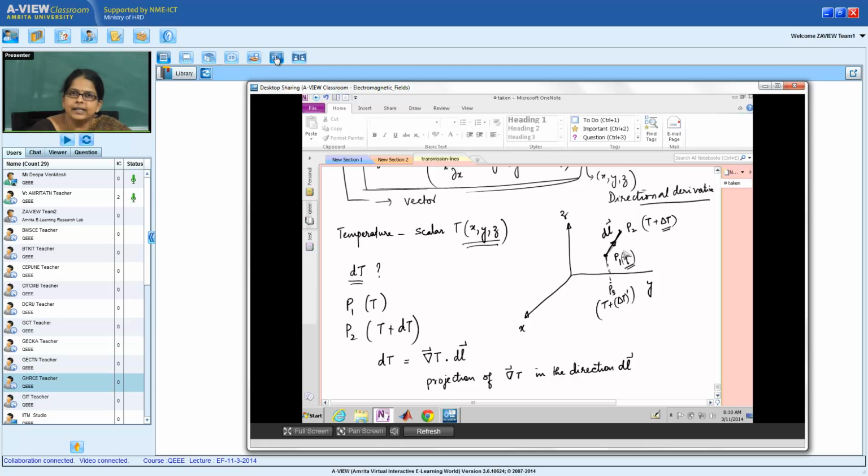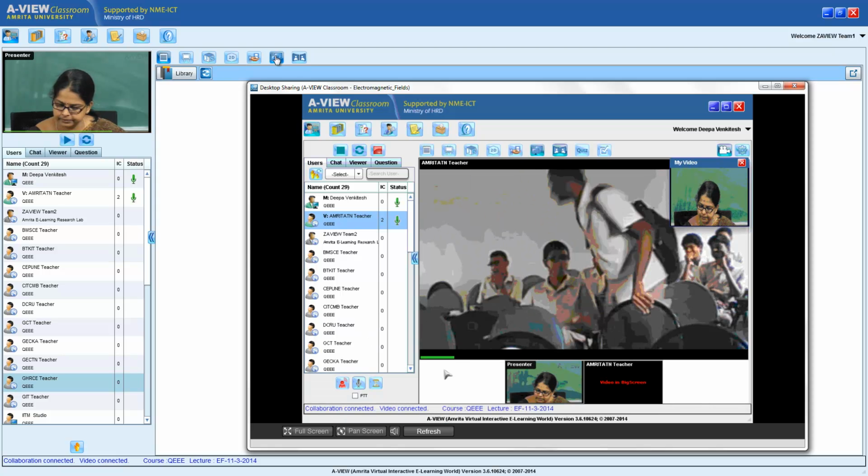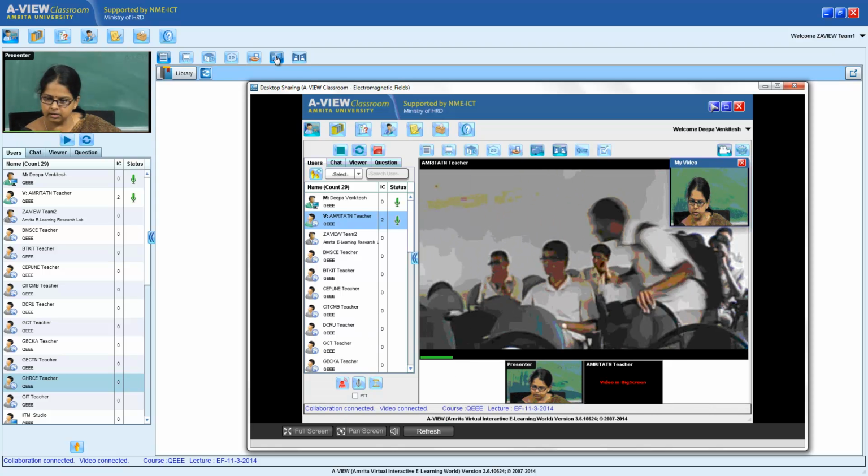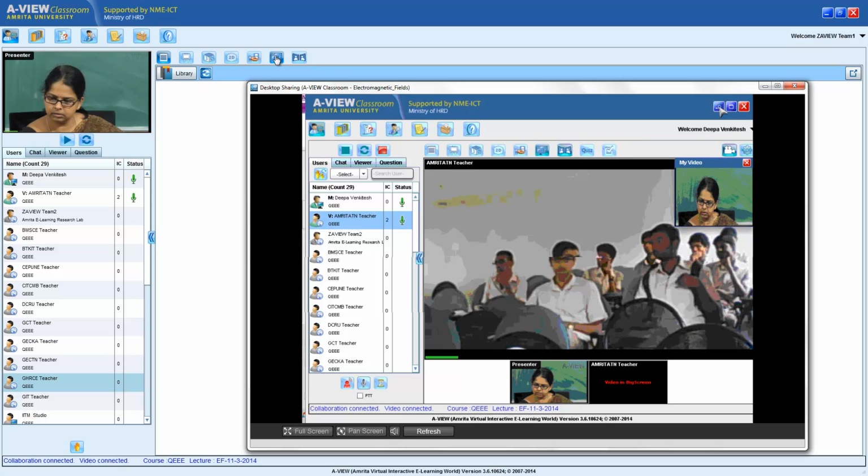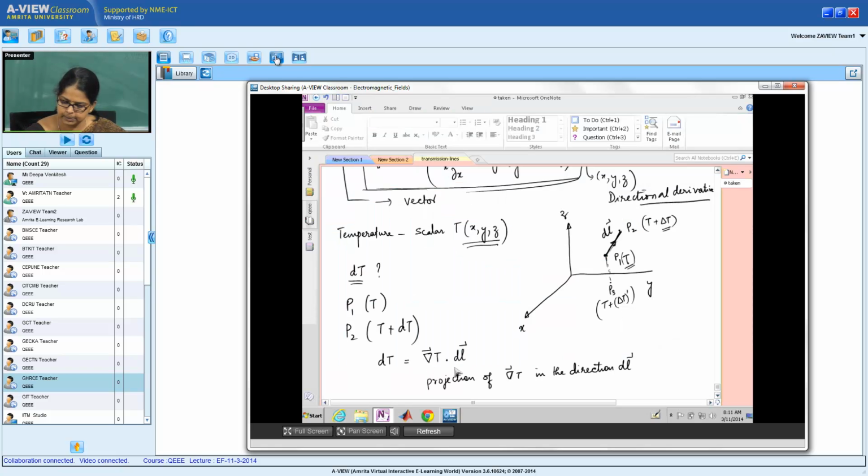So what is gradient helping you to find? Gradient is helping you to find the directional derivative. Directional derivative in the sense, in a specific direction you want to know what is the change. That is what gradient will help you to tell. So in this specific direction dl, the change in temperature is gradient times dl, gradient dot dl.